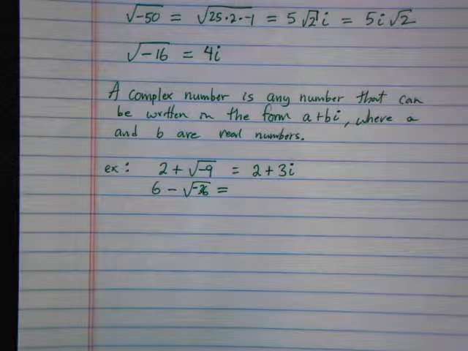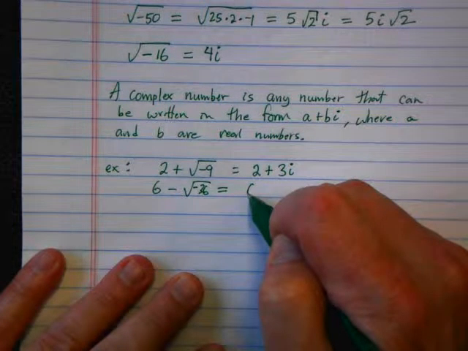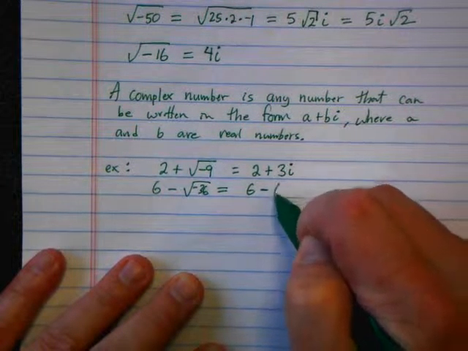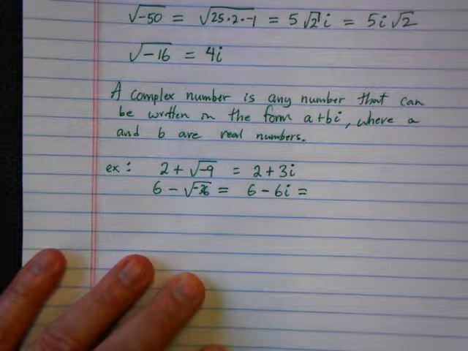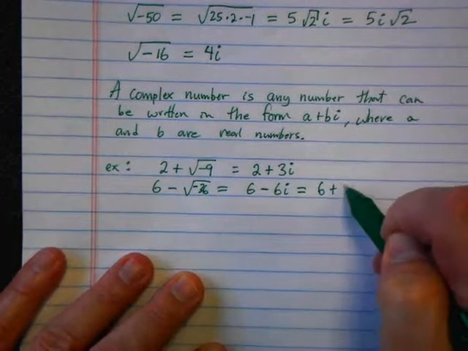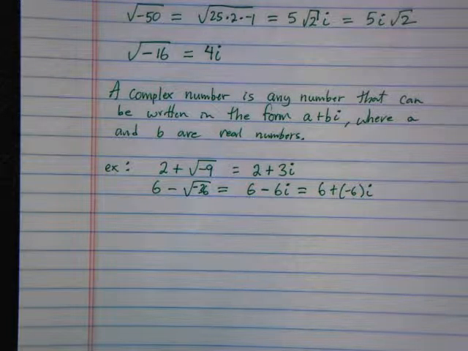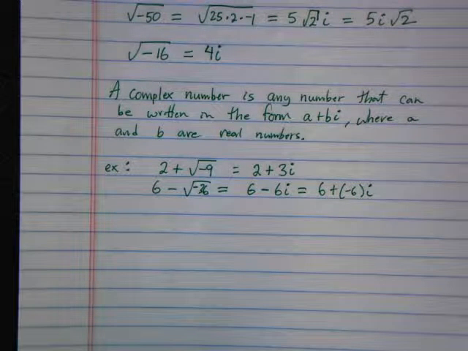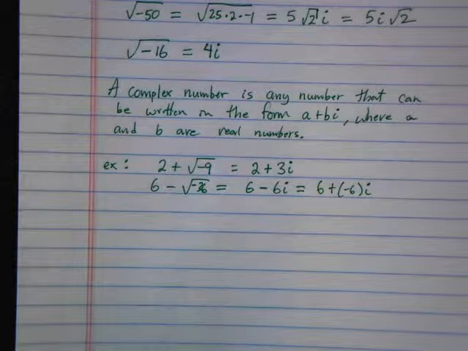No, why not? It's a minus, okay. But couldn't I do this? I could write this as 6 minus 6i. And then if I really wanted to, couldn't I write that with a plus in the middle? Couldn't I write it as 6 plus negative 6i? So is that a complex number? Yes, in this case a is the number 6 and b is the number negative 6.